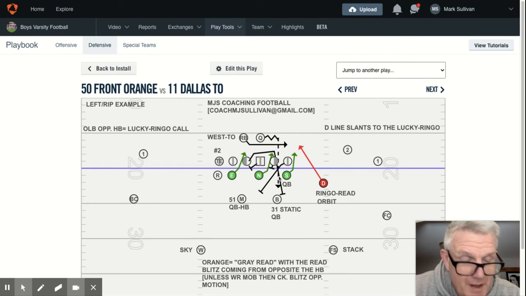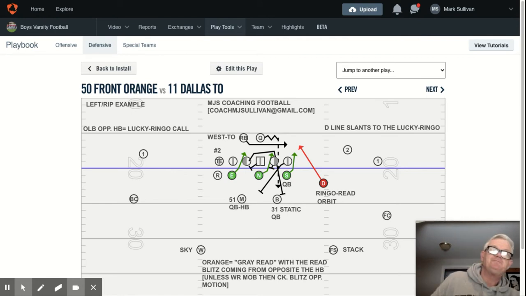If the quarterback kept the football, then he's going to bend in late, okay, to try and make the play on the quarterback. He also has both inside linebackers are quarterback defenders in this power read scheme, okay?